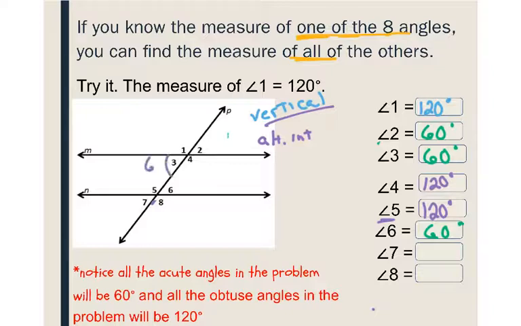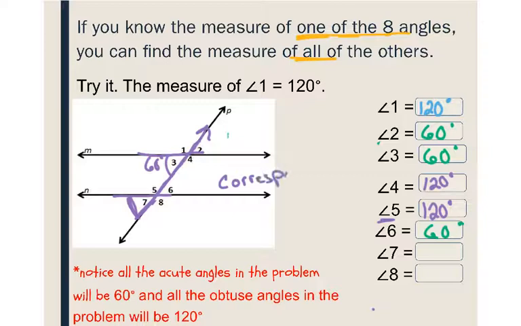I'm going to leave my 3 as 60 degrees and look at angle 7. Well, angle 3 and angle 7 are on the same side of my transversal, but they're in the same position on different lines. So that makes them corresponding angles. And guess what? Corresponding angles are congruent. So if 3 is 60 degrees, 7 has to be 60 degrees.